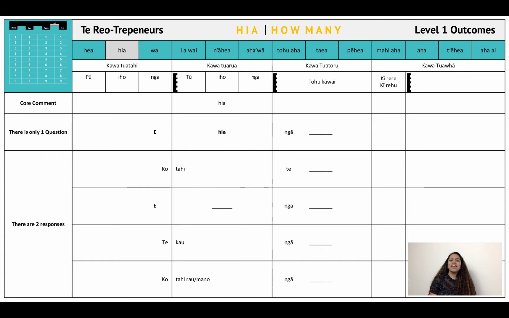Toru wha. How many chairs are there? How many tables are there? How many doors are there? How many lights are there? How many TVs are there? Ka pai. So obviously, how many things are there?